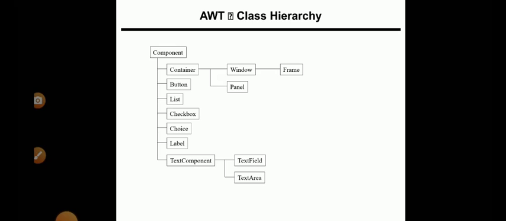So this is the AWT class hierarchy. Here we have the components. The main components are containers, buttons, list, checkbox, choice, label and text components. The text component is again classified into two, that is TextField and TextArea. TextField is used to get single line input and TextArea is used to get multi-line input. And the container is further classified into window and panels. Under window we have the subclass called frame.